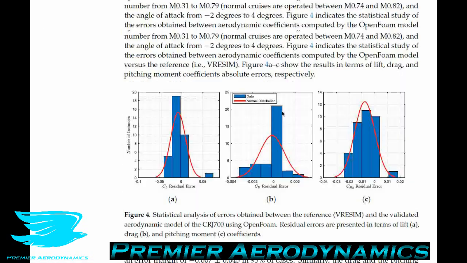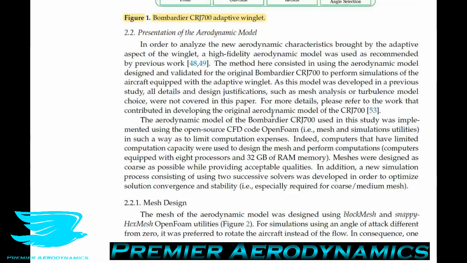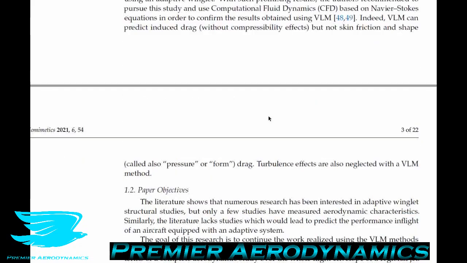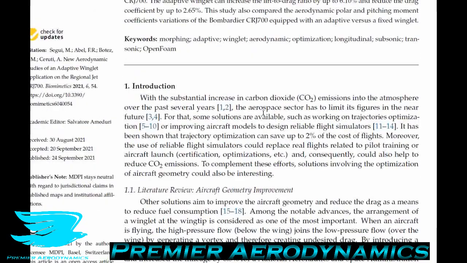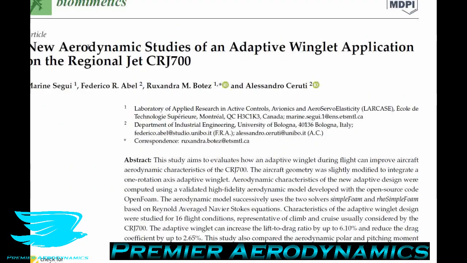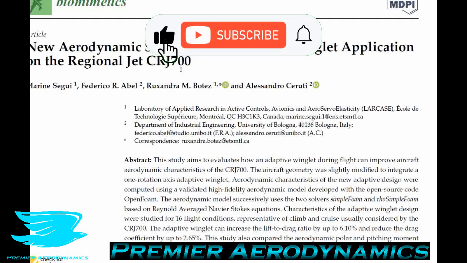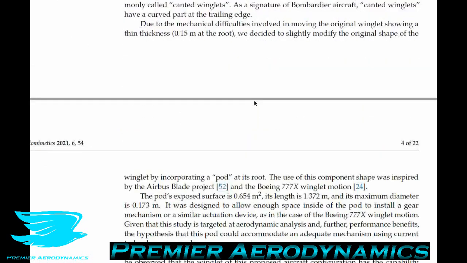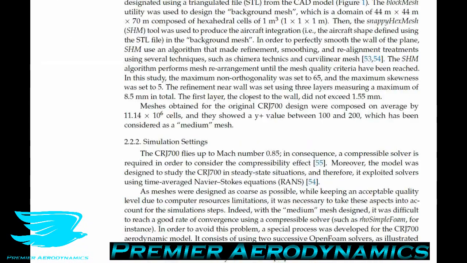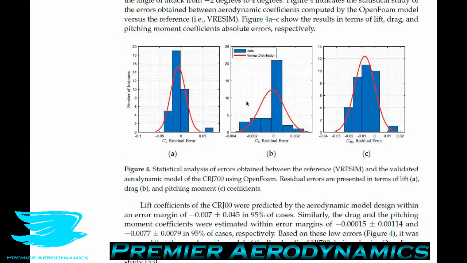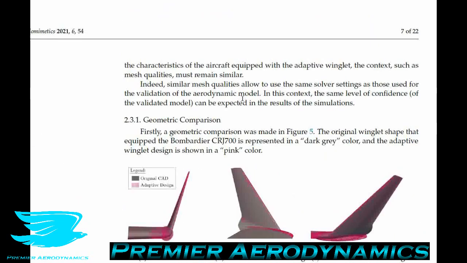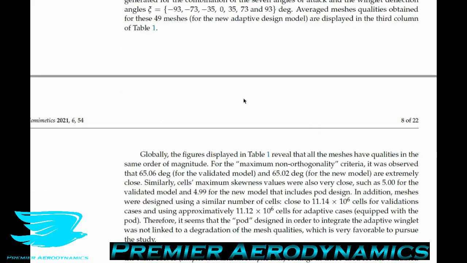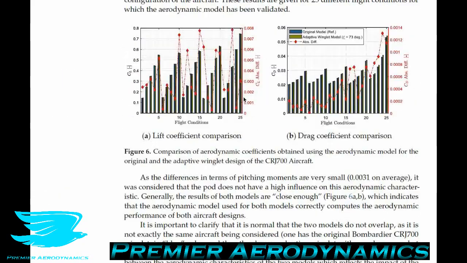And I should probably re-mention what this paper is that we're looking at, just so you can refresh your memory and find it in the link description below, because it's open access as well. So this paper is New Aerodynamic Studies on an Adaptive Winglet Application on the Regional Jet CRJ 700. So in this podcast, we'll be going through in more detail the effects of these different winglets on the CRJ 700 airplane performance. And in the last podcast, we looked at just the general effects.